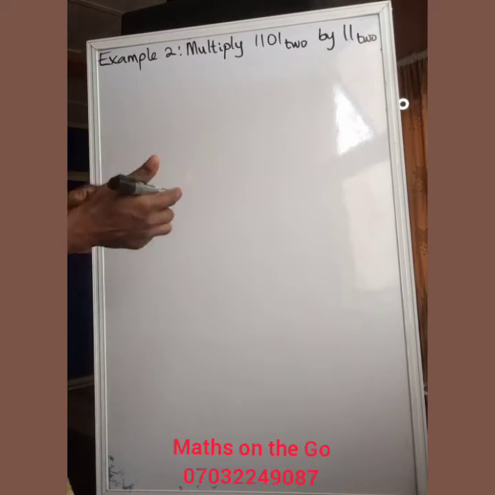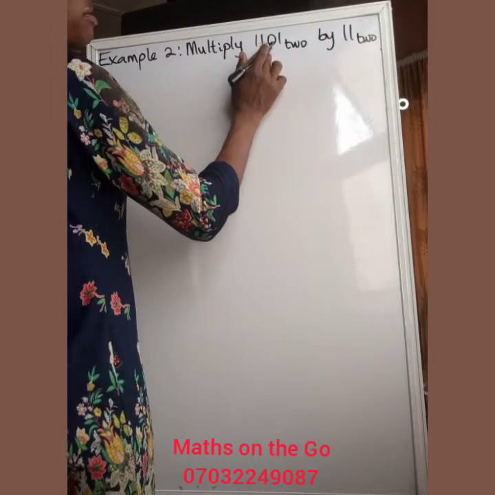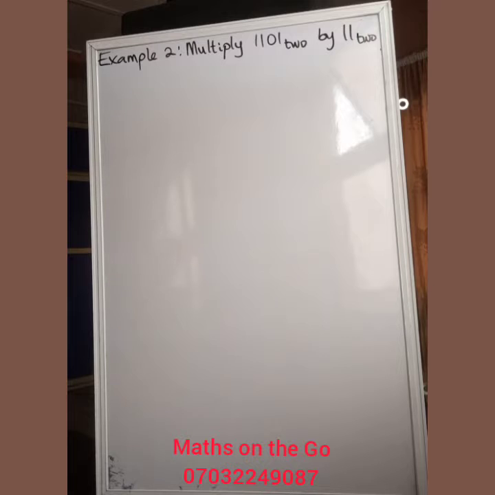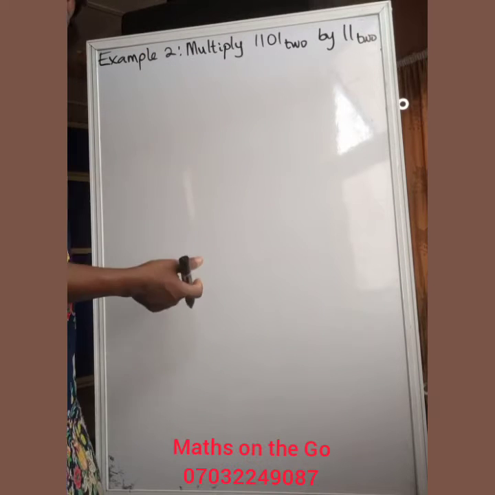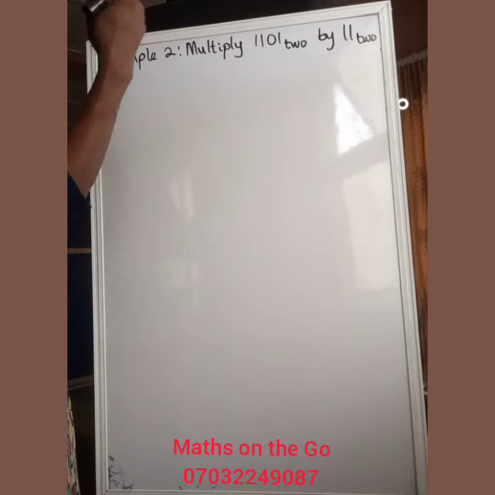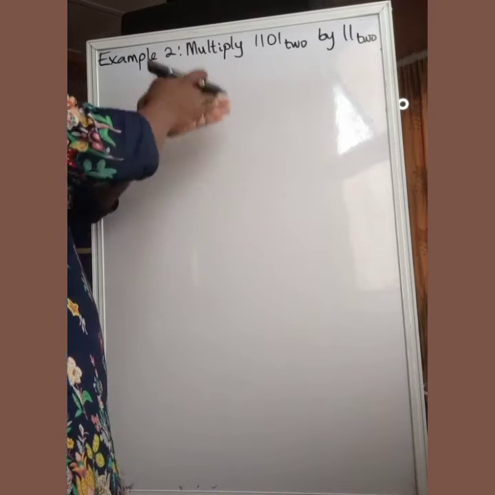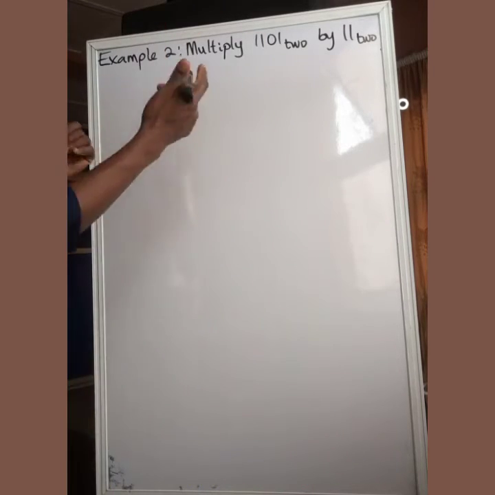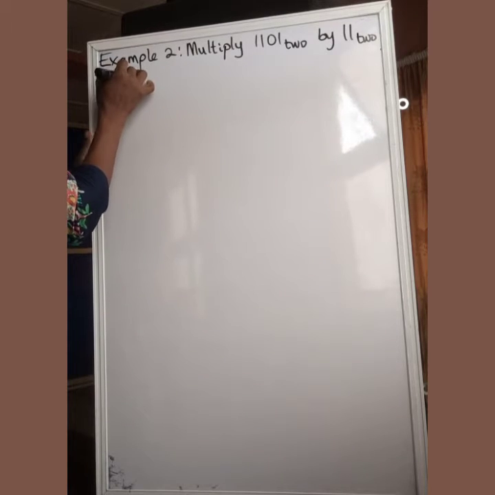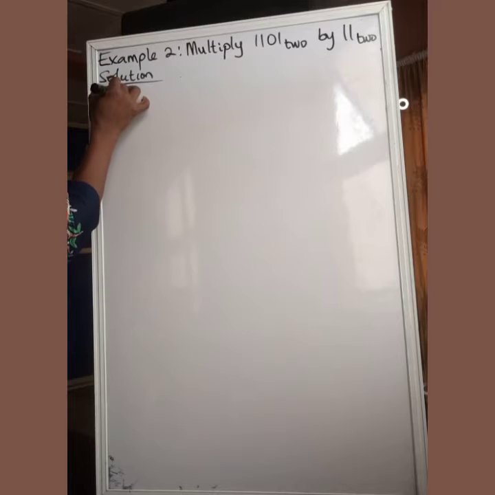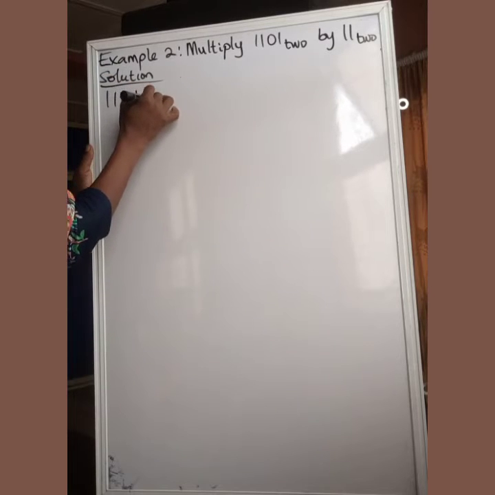The second question says multiply 1011 base 2 by 11 base 2. Another way of doing it without multiplying directly is you take it to base 10, then you multiply it together, then you convert to base 2. Let's do this. The first one is 1101 base 2.